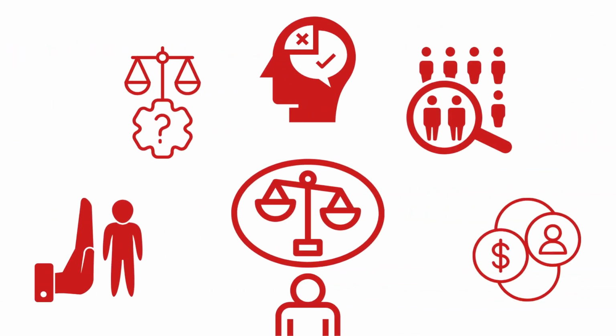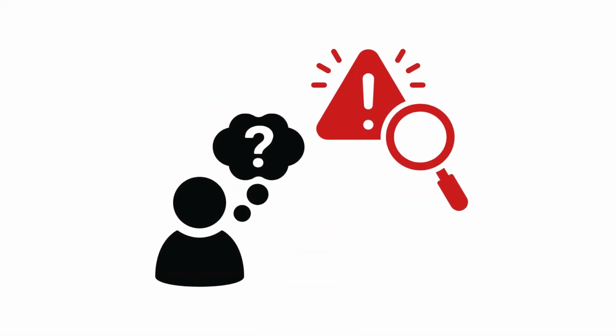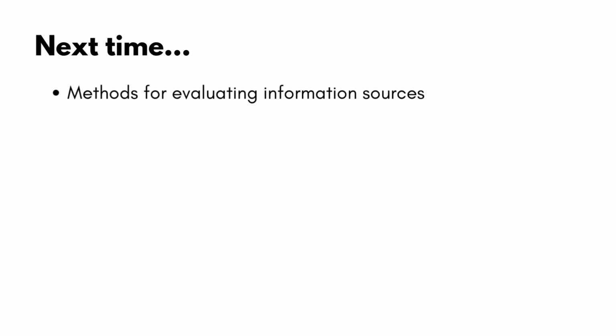As you can see, bias can take many forms. Sometimes it's obvious, other times it's subtle, and often it's part of a larger system that shapes the information we encounter. The most important thing to remember is that even though we cannot completely avoid bias, we can learn to recognize and account for it. In the next video, we'll look at some of the different methods we can use for evaluating information sources.